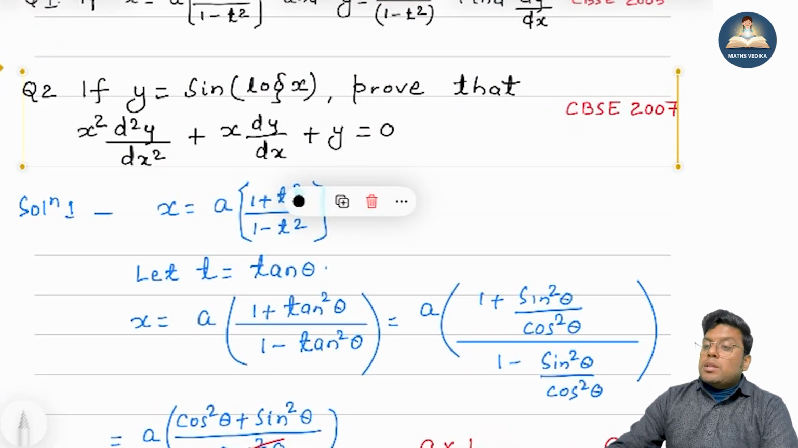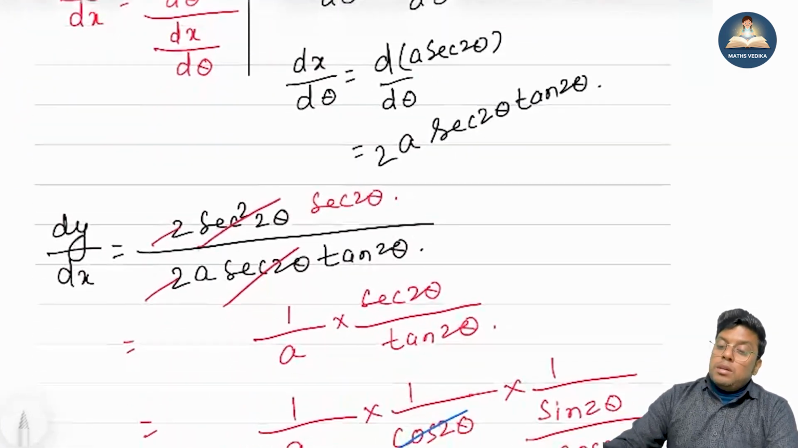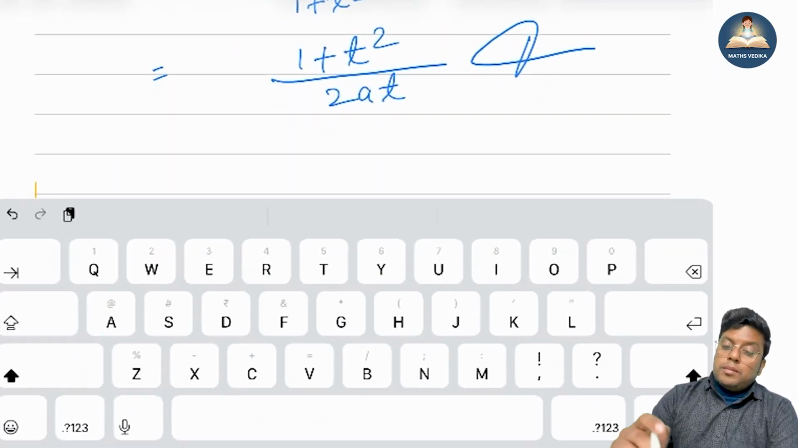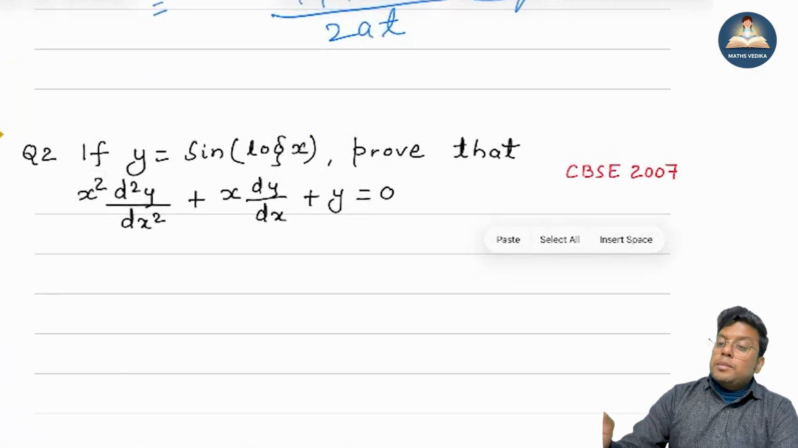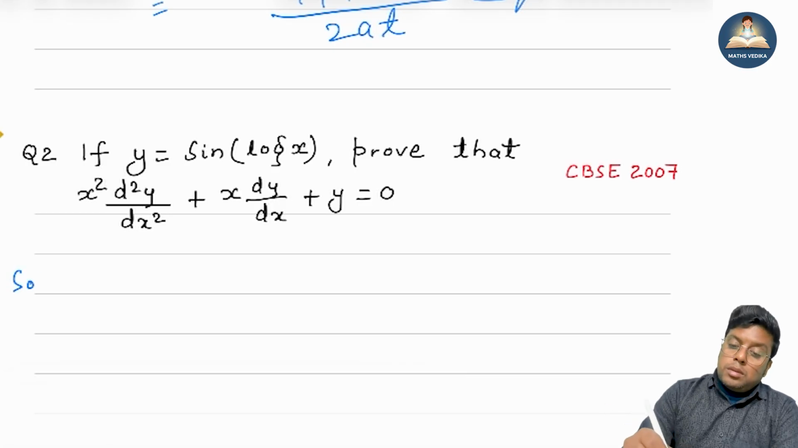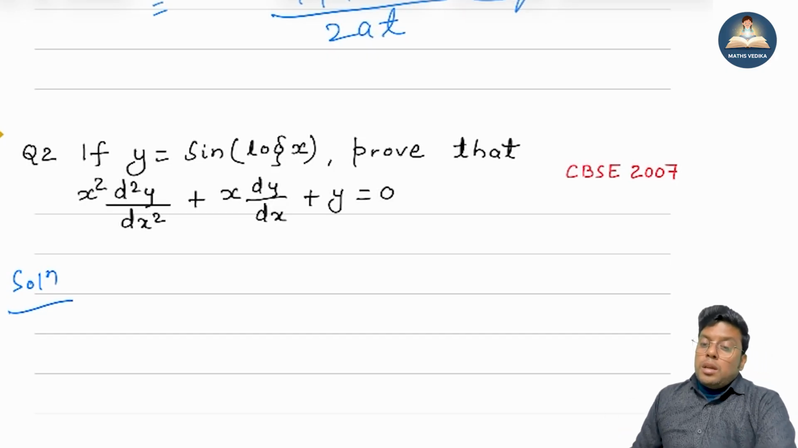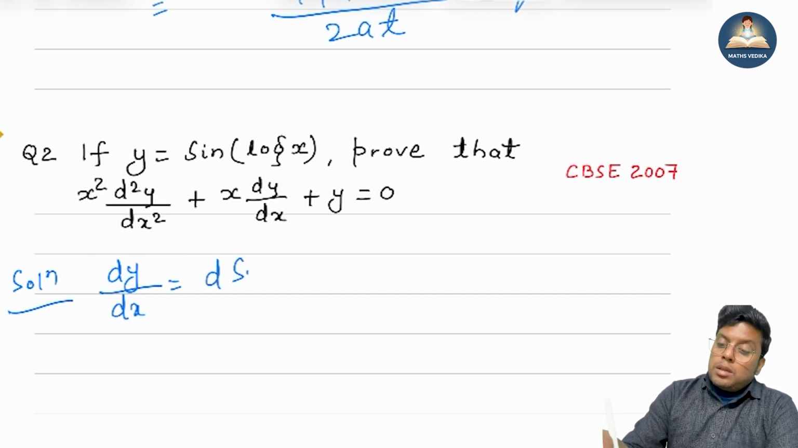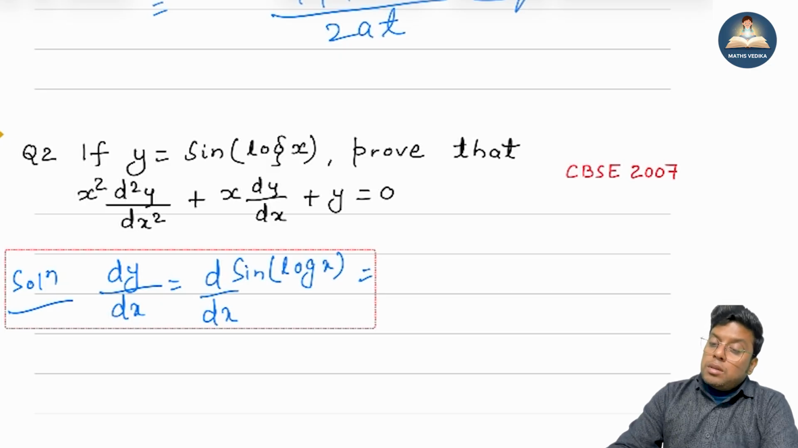Now let's solve question number 2. Here question number 2 is: if y is equal to sine log x, then we have to prove that x square d2y by dx square plus x dy by dx plus y is equal to 0. This question was asked in CBSE Examination 2007. So let's solve this question.